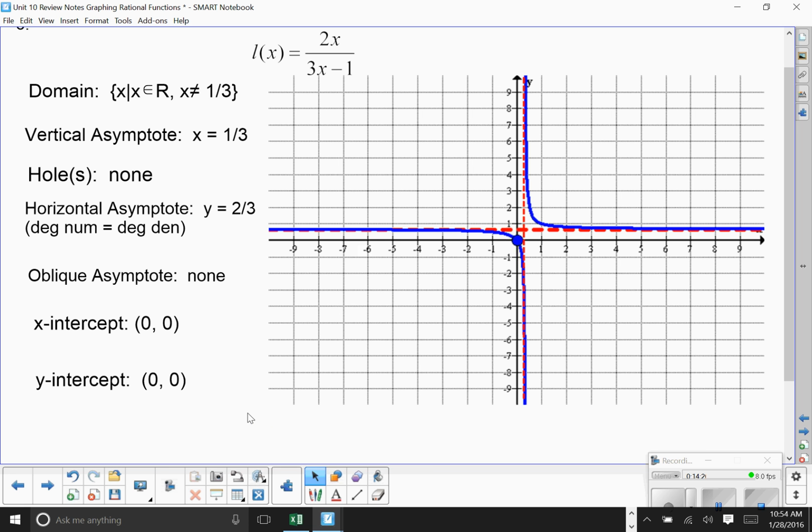You can potentially have multiple x-intercepts. There will only ever be one y-intercept. Why? Because these are rational functions, and rational functions must pass the vertical line test. Good review.